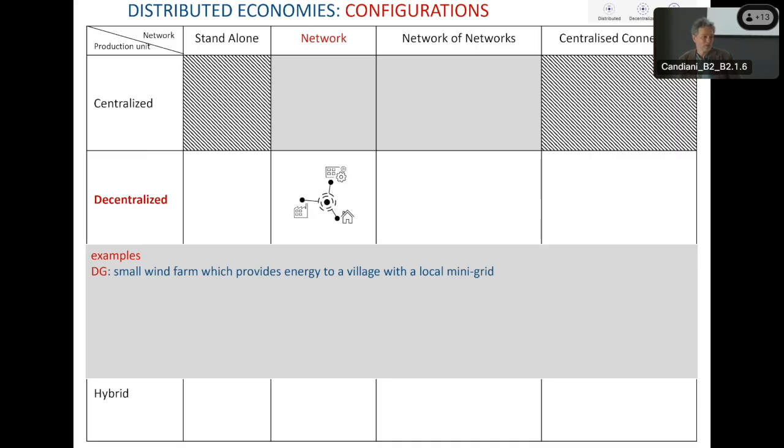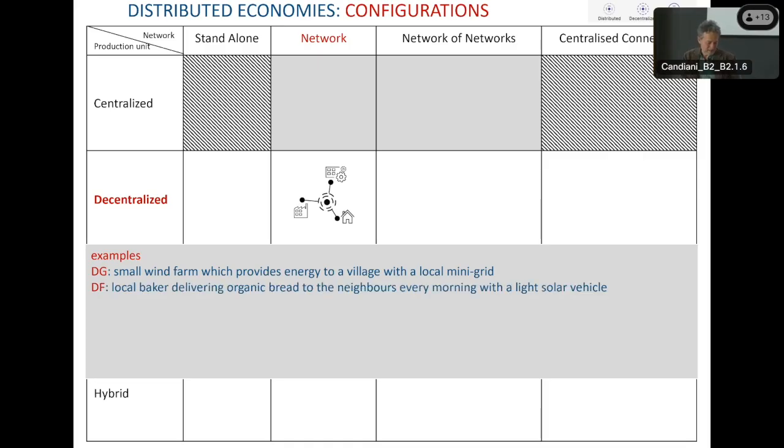But why do we call it network? Because who is providing the energy has even installed a local mini grid. So there are cables that take the energy to all the houses of the village. Okay, so there is the distribution network, in this case of energy.